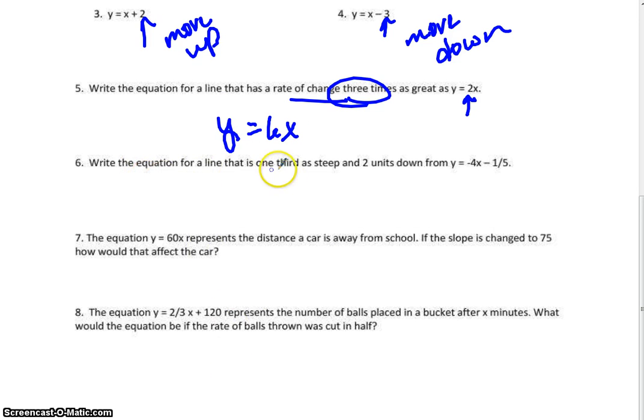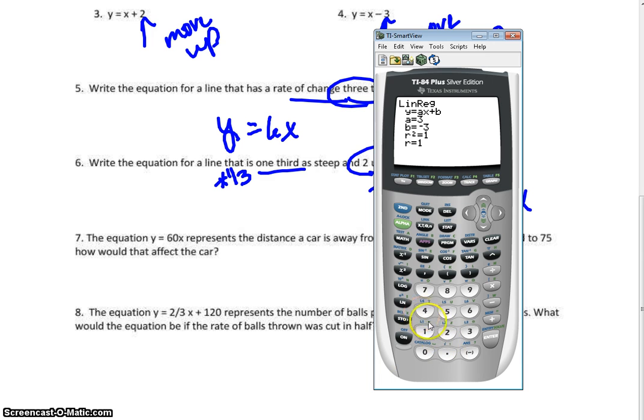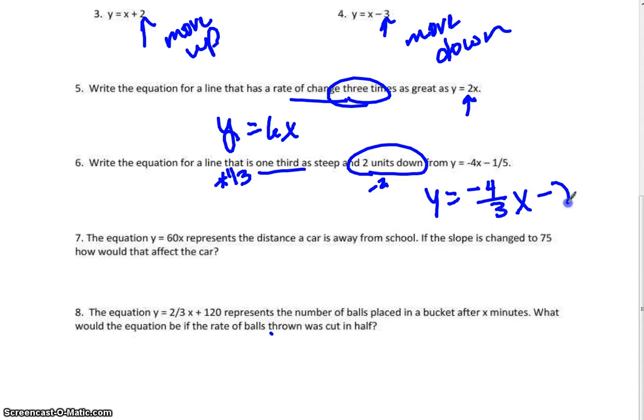Write the equation for a line that is 1/3 as steep and 2 units down. So the number with x is going to get times 1/3. The number at the end is going to be minus 2. So negative 4 times 1/3, y is equal to negative 4/3 x, and then negative 1/5 minus 2. So if you're not liking the fractions, negative 1 divided by 5, and then minus 2 because it went down 2, it's going to be negative 2.2. So you would say minus 2.2.